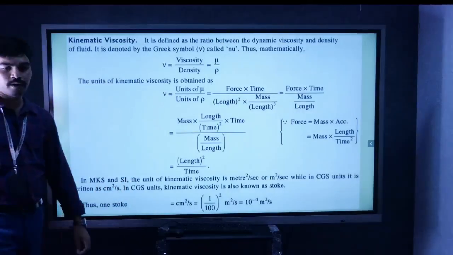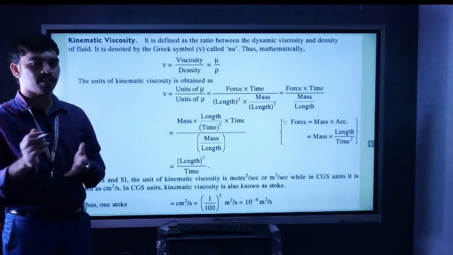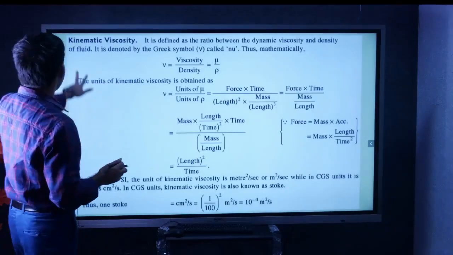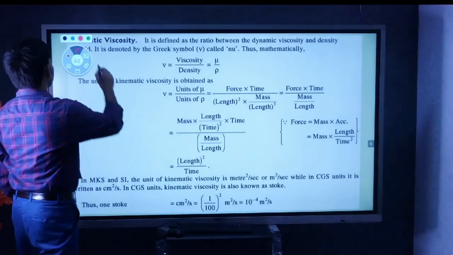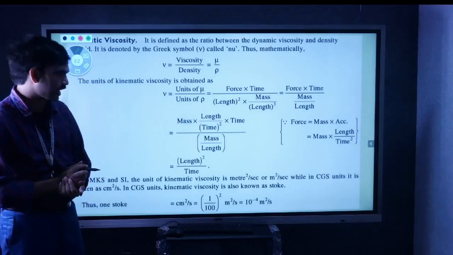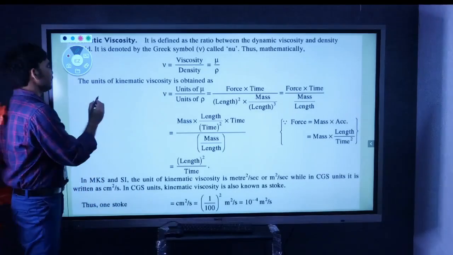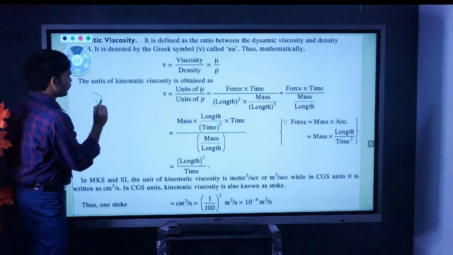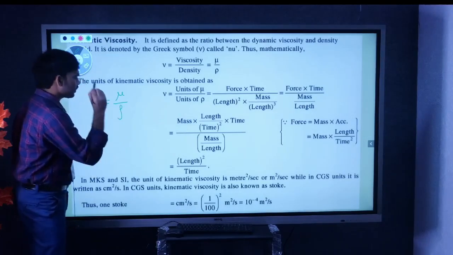Next, till now we have discussed dynamic viscosity and we have solved a few problems related to dynamic viscosity. Now we are going to deal with kinematic viscosity. Kinematic viscosity is nothing but the ratio of dynamic viscosity by mass density. So kinematic viscosity is represented with nu, which is the ratio of dynamic viscosity by mass density.